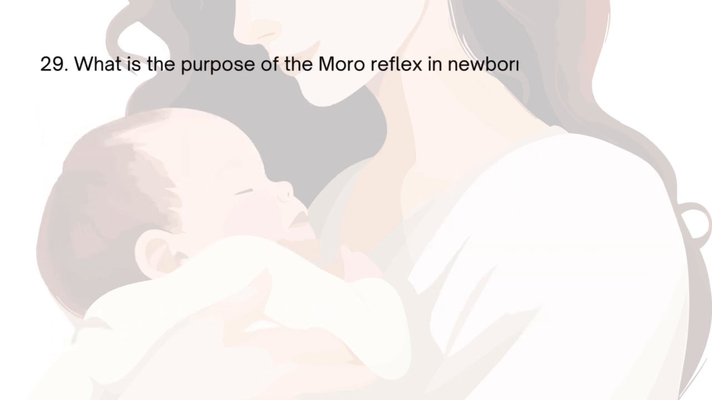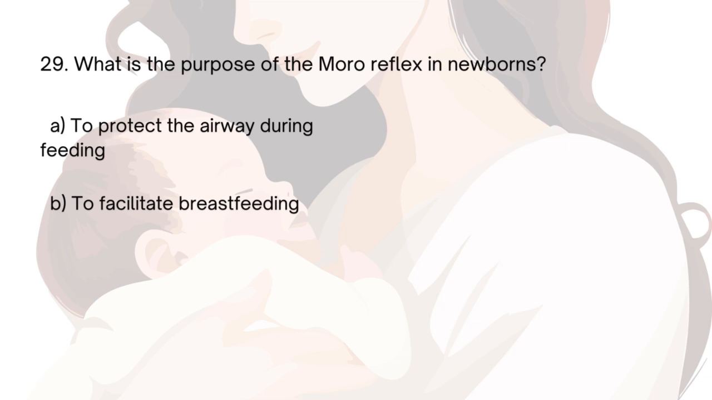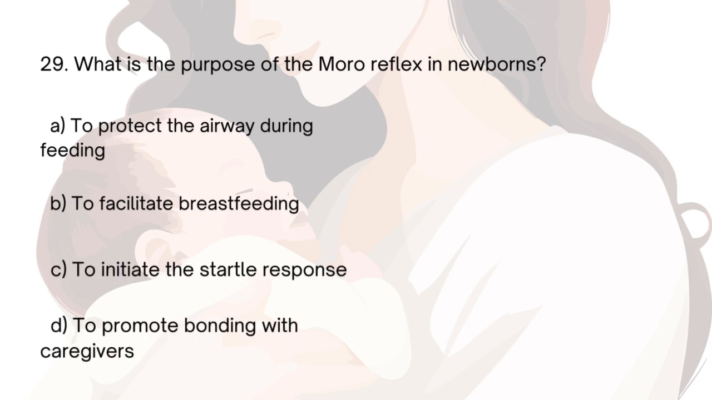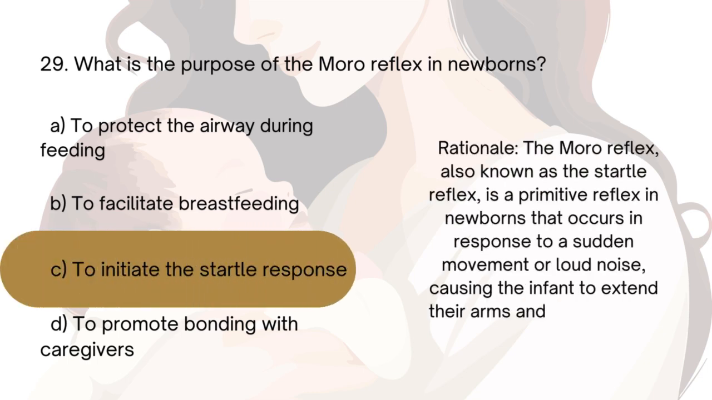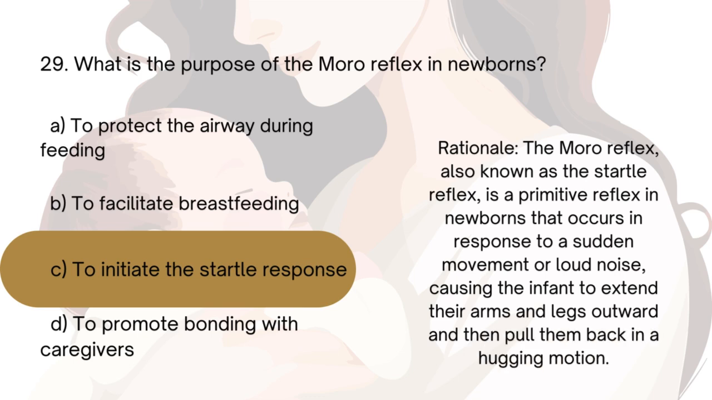29. What is the purpose of the Moro reflex in newborns? A. To protect the airway during feeding. B. To facilitate breastfeeding. C. To initiate the startle response. D. To promote bonding with caregivers. Rationale: the Moro reflex, also known as the startle reflex, is a primitive reflex in newborns that occurs in response to a sudden movement or a loud noise, causing the infant to extend their arms and legs outward and then pull them back in a hugging motion.